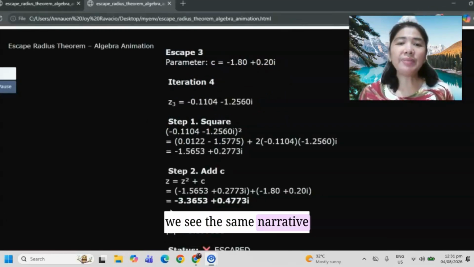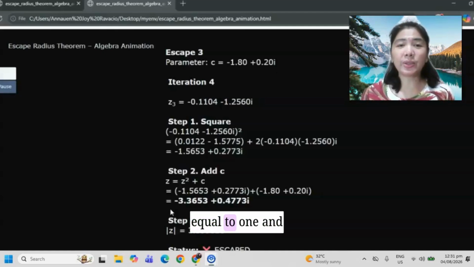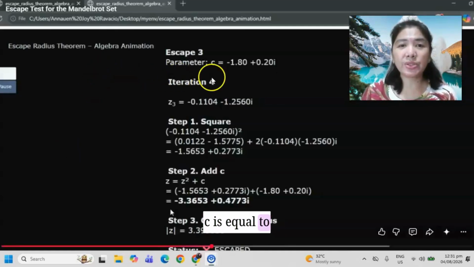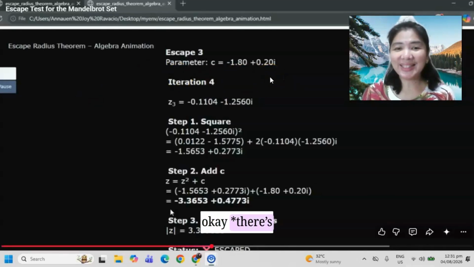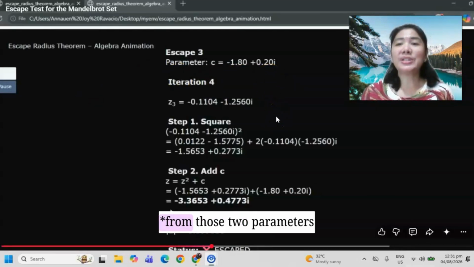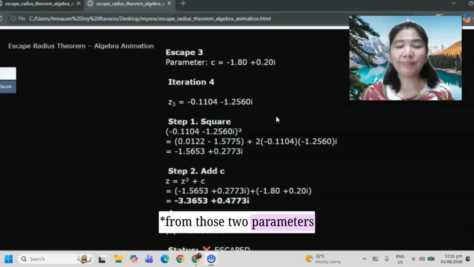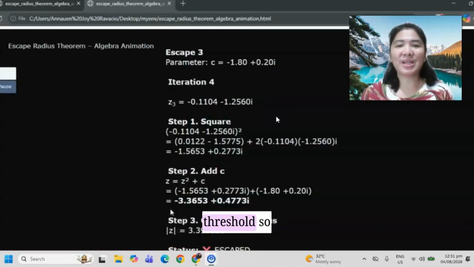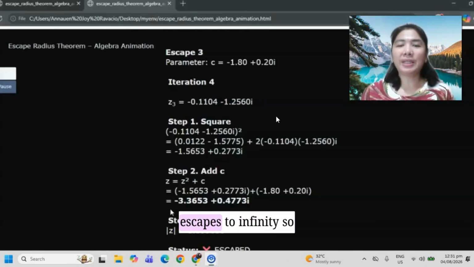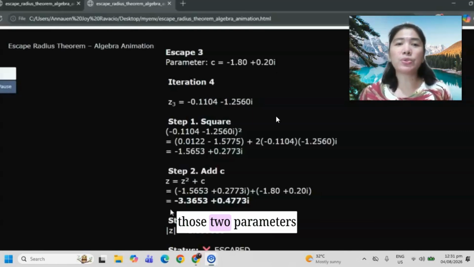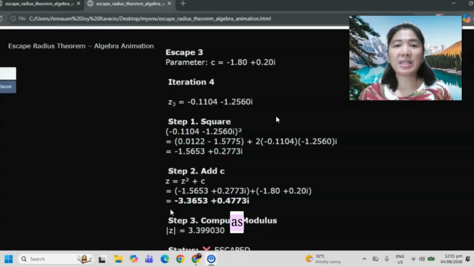Right, so we see the same narrative for the remaining pixels. We have c is equal to 1 and c is equal to negative 1.80, plus 0.20i. The modulus of those two parameters crosses the threshold. So we can say that their orbits escape to infinity. So those two parameters as pixels are not part of the Mandelbrot set.